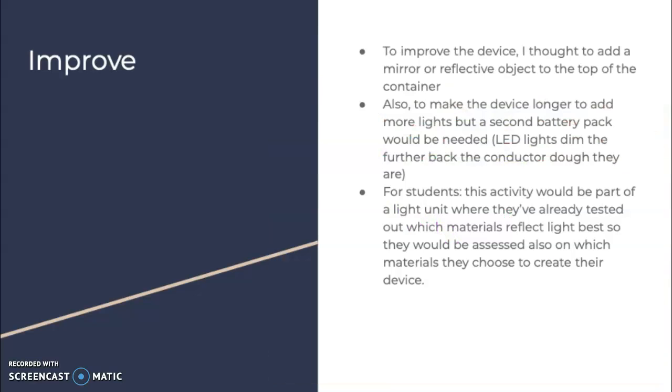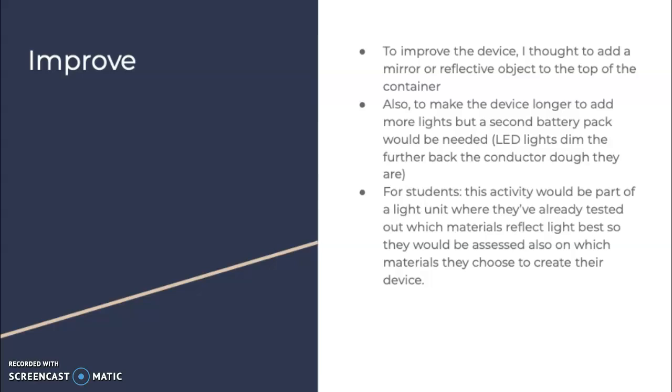For improvements, I thought that we could definitely add a mirror or a reflective material onto the top of the container so that my students learn that light reflects, and then they'll understand what materials they need to be using, because at this point when I would do this activity, they already would have tested out which materials work best to do that. So I would be assessing them on the materials that they choose to improve, or what materials they would use in their light product. But back to what I did.